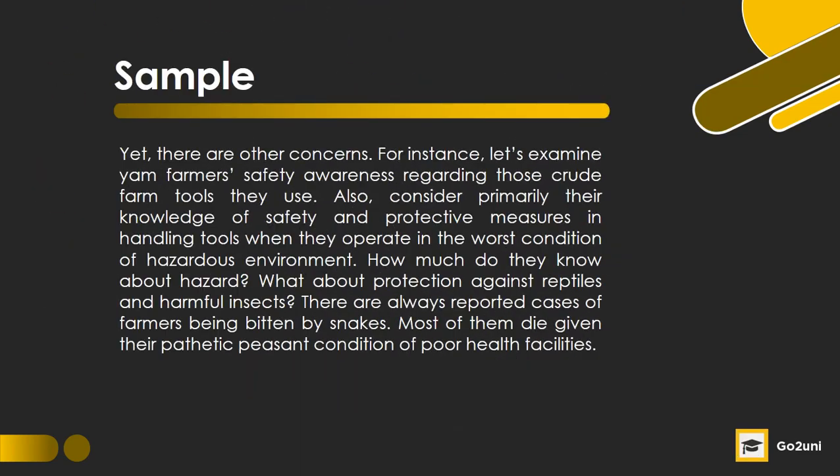Yet, there are other concerns. For instance, let's examine yam farmer safety awareness regarding those crude farm tools they use. Also consider primarily the knowledge of safety and protective measures in handling tools when they operate in the worst condition of hazardous environment. How much do they know about hazard? What about protection against reptiles and harmful insects? There are always reported cases of farmers being bitten by snakes. Most of them die given their pathetic peasant condition of poor health facilities.